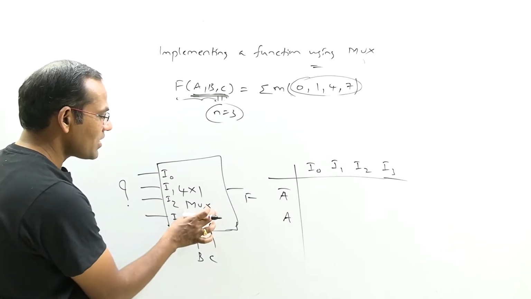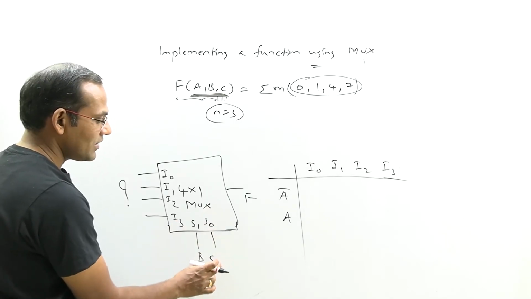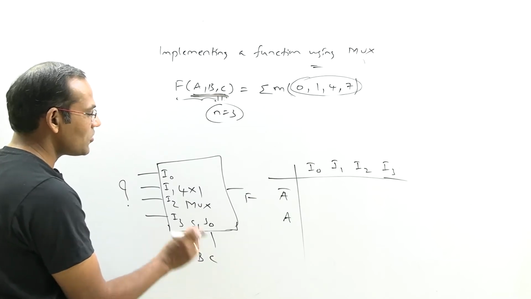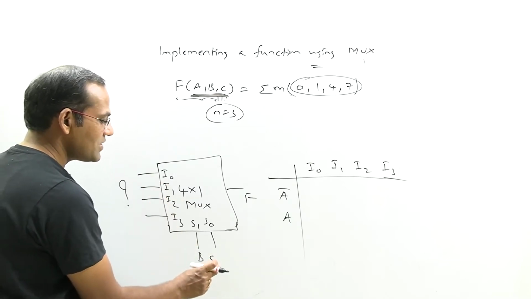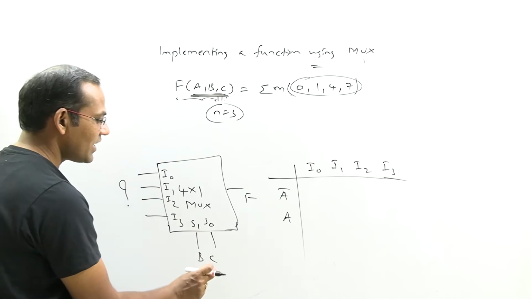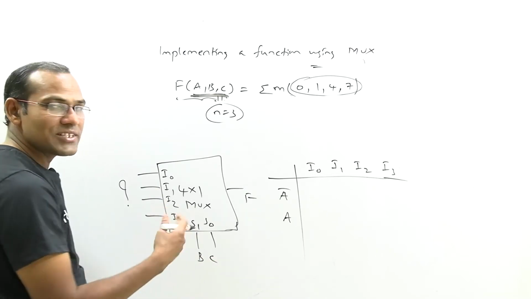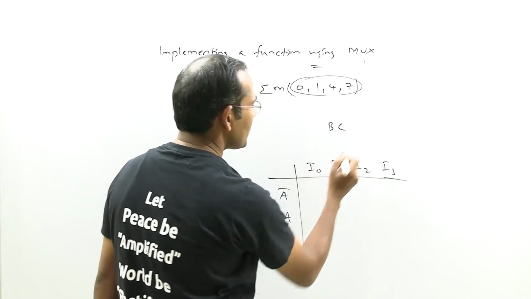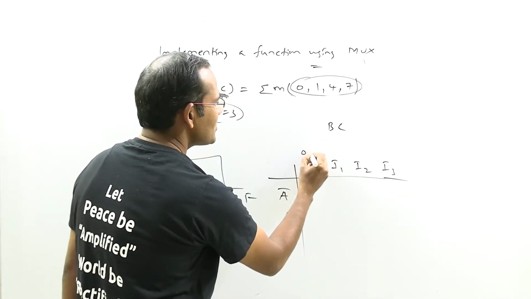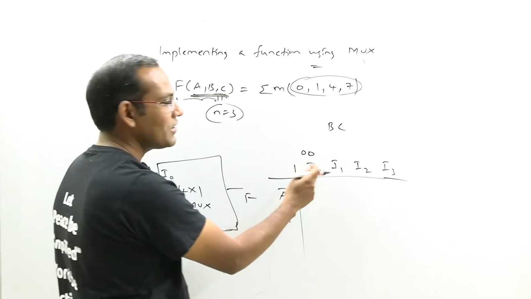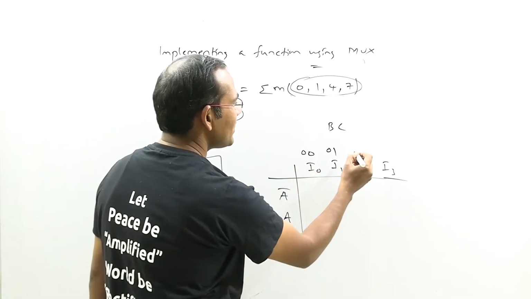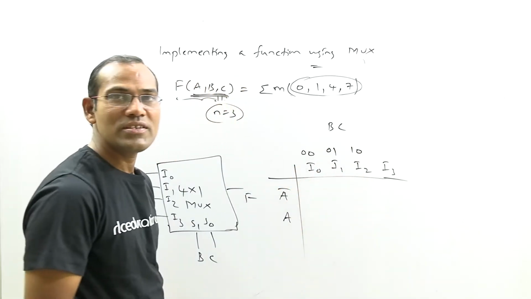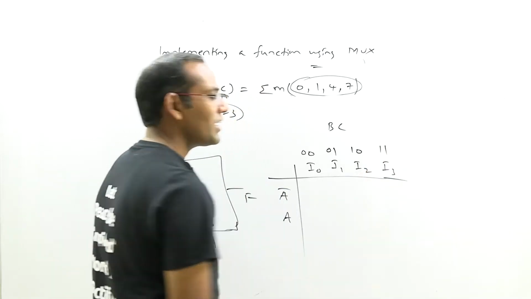Actually this mux is controlled by BC. That means when BC is 0, 0, I0 will be selected. BC is 0, 1, I1 will be selected. BC is 1, 0, I2 will be selected, like this. So actually this side is BC. When BC is 0, 0, I0 is selected. BC is 0, 1, I1 is selected. BC is 1, 0, I2 is selected. BC is 1, 1, I3 is selected.